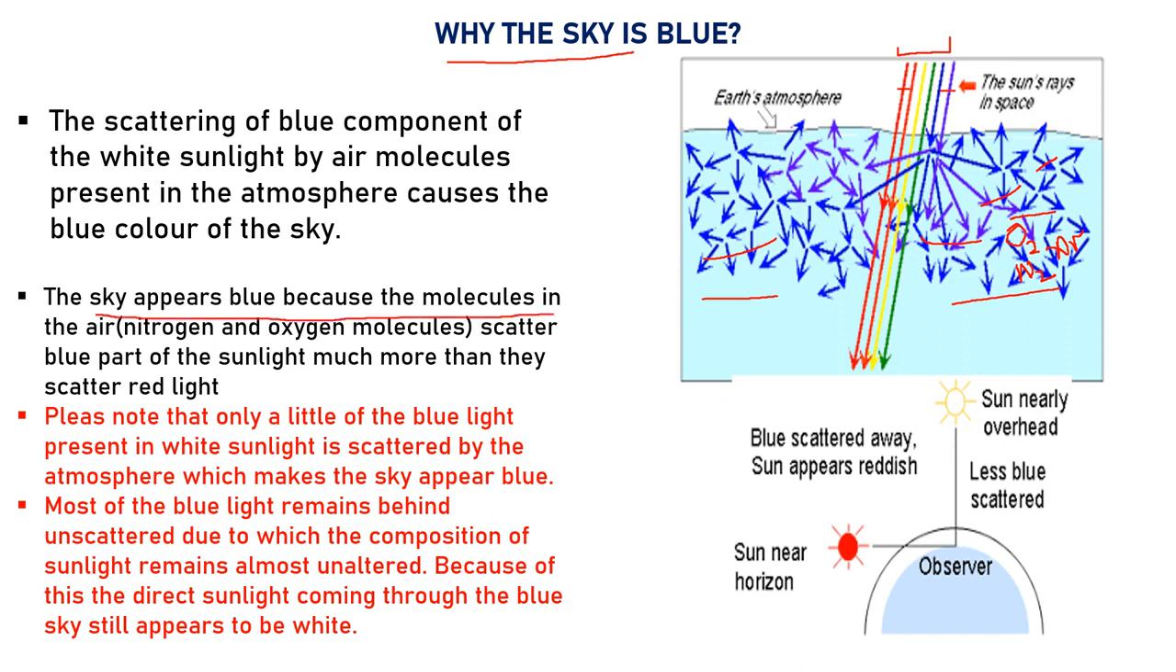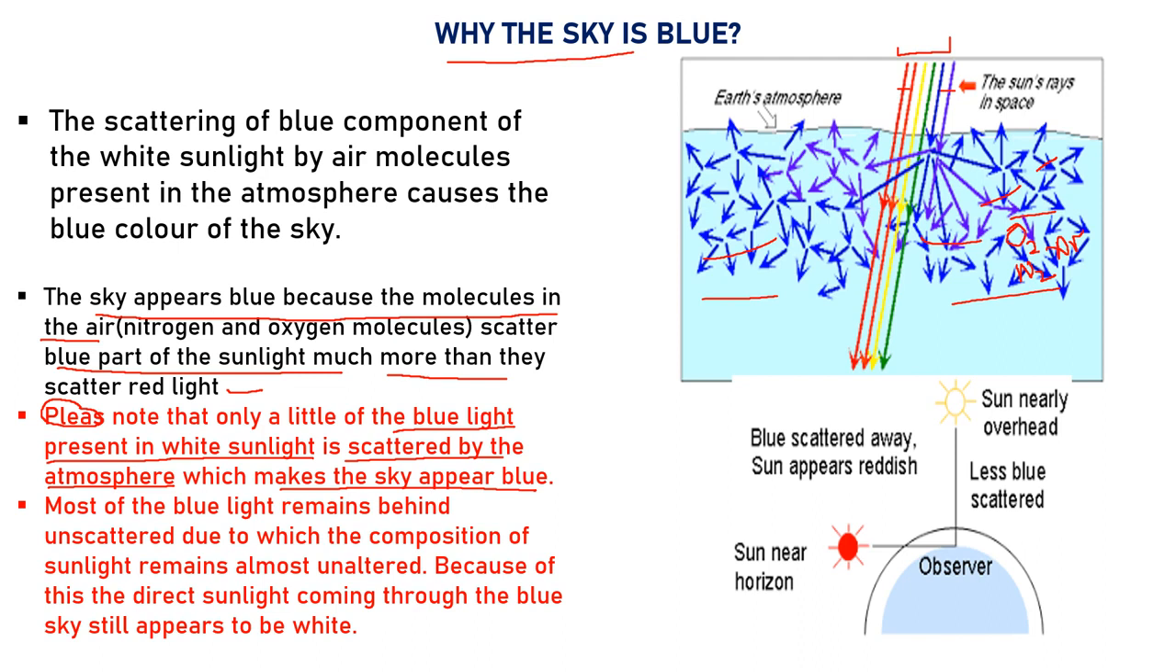Sky appears blue because the molecules in the air scatter the blue part of the sunlight much more than they scatter red light, right? So here is a little spelling mistake. Please note that only the blue light present in the white sunlight is scattered by the atmosphere, which makes the sky appear blue.